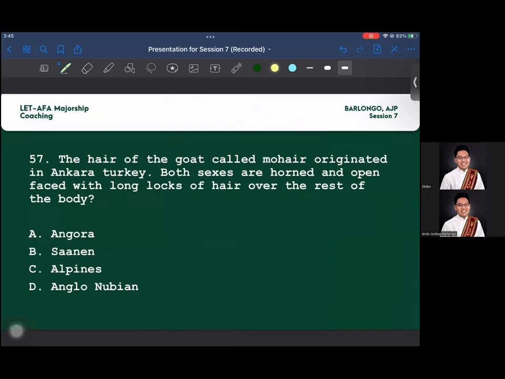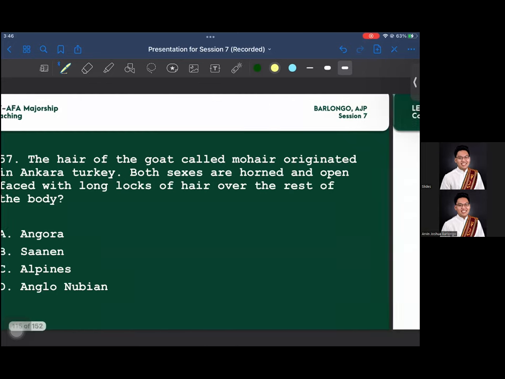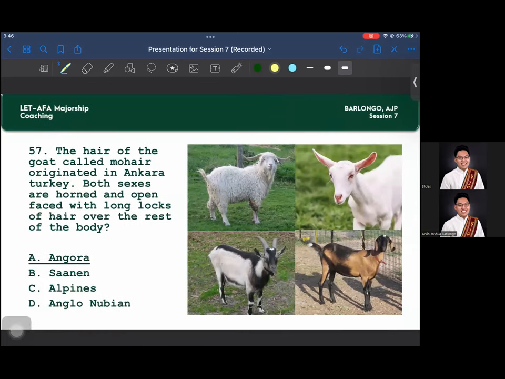Number 57, the hair of the goat called mohair originated in Ankara, Turkey. So both sexes are horned and open-faced with long locks of hair over the rest of the body. So I encourage you to take note of this goat kasi ito ay characteristic din niya yung may mahabang hair. So A, Angora, B, Saanen, C, Alfine, so letter D, Anglo-Nubian. So the answer for this one ay letter A, which is Angora.